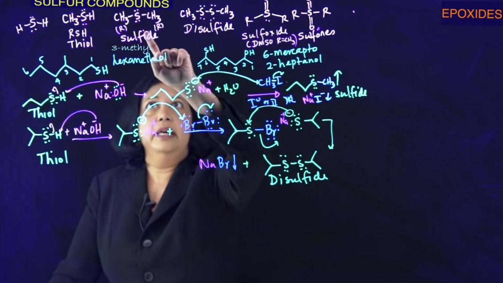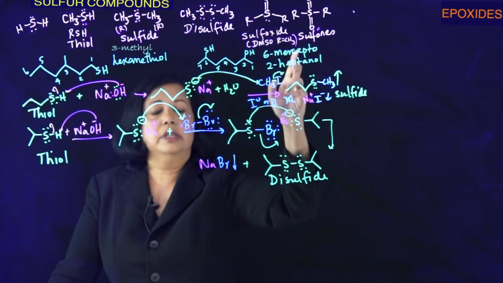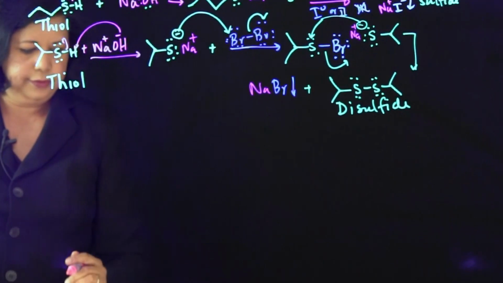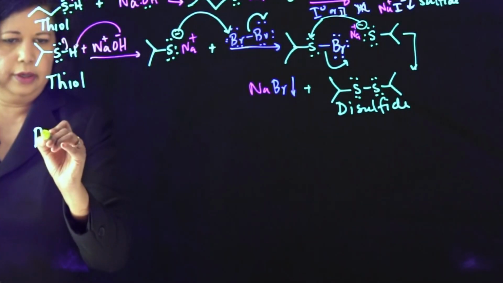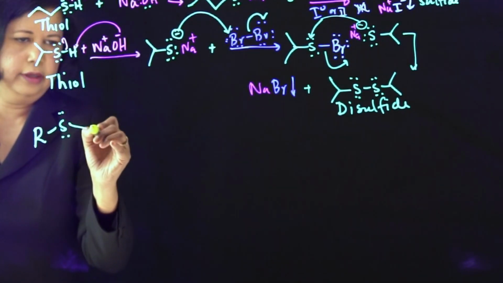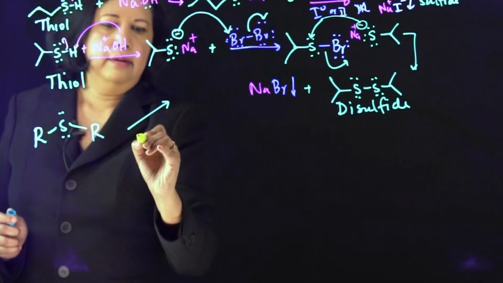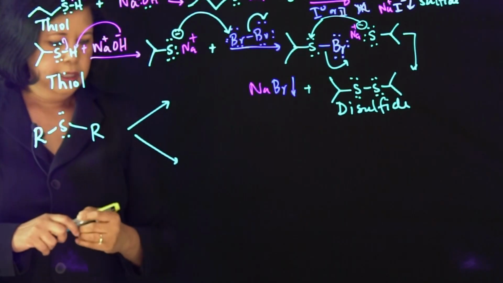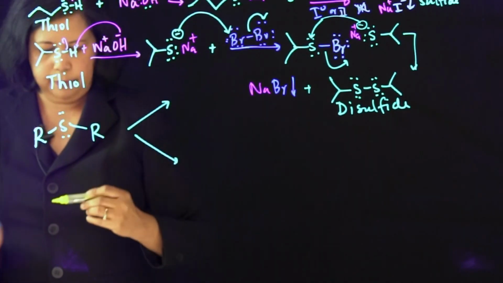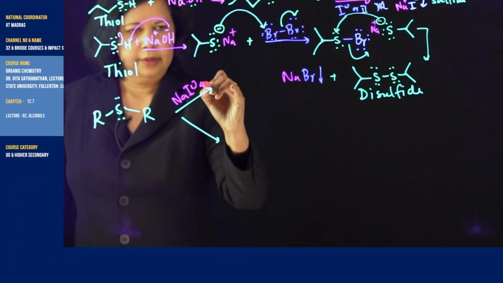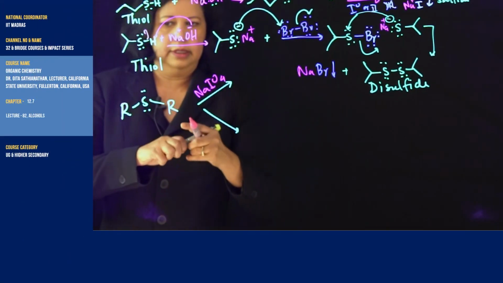To go from a sulfide to a sulfoxide or a sulfone, we have to oxidize them. So we can take a sulfide here. There you have R, S, R, and you want to go to sulfoxide or sulfones. You can oxidize them. Sodium periodate is going to put one oxygen on there.